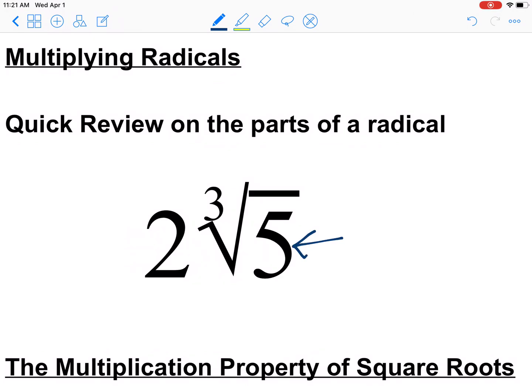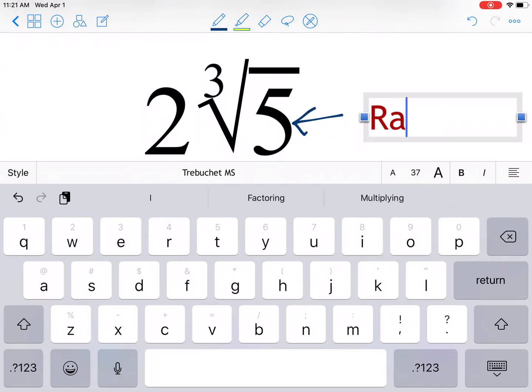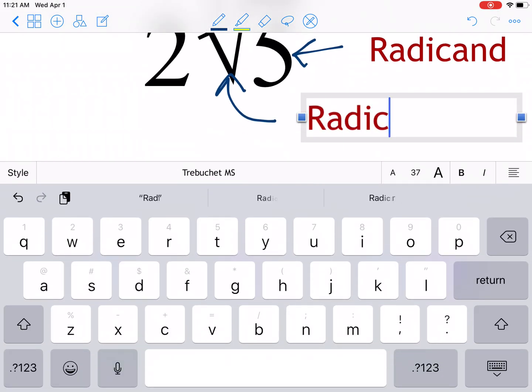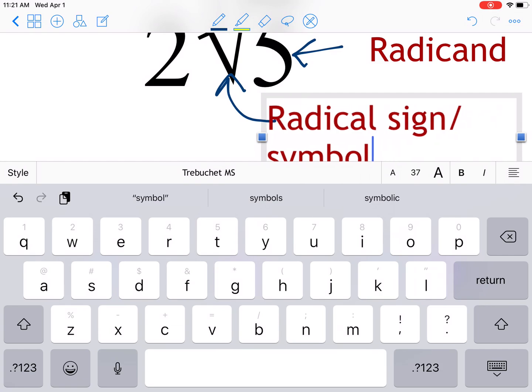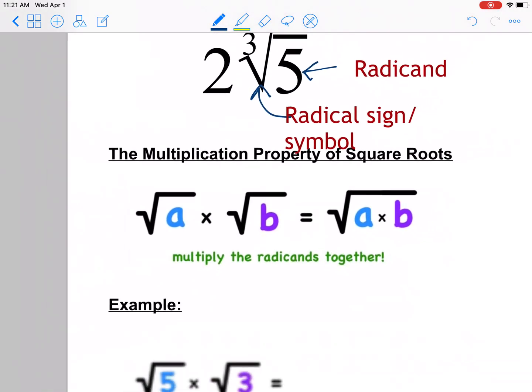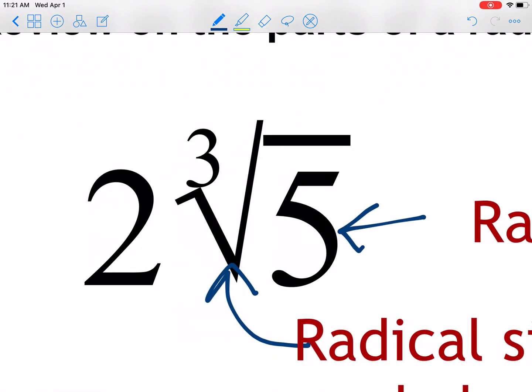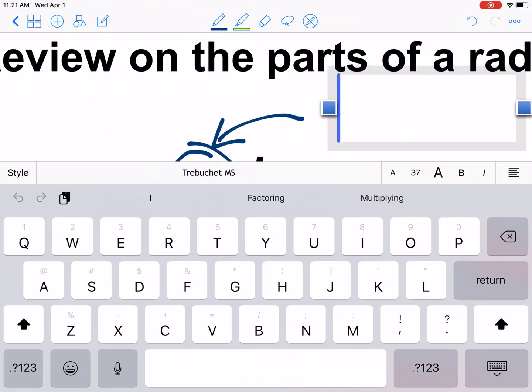Now you heard me mentioning what this was called, and that's a radicand. And what we call this check mark looking thing is a radical symbol or a radical sign. You'll hear me say both. Okay? And what you've heard of the past 2 days is what this 3 is called. This 3 is known as your index.